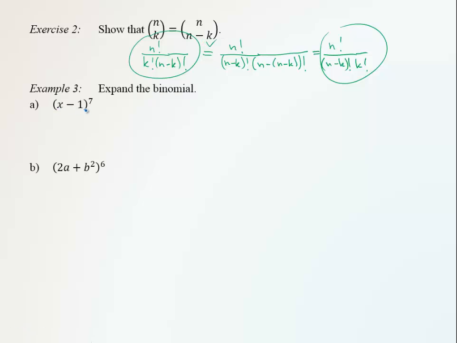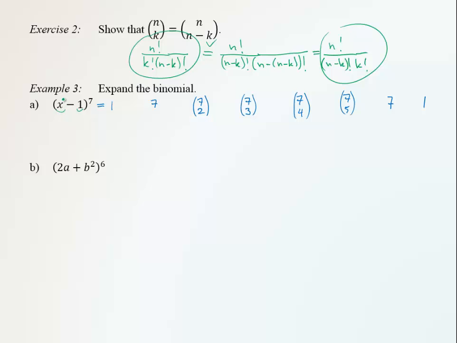Let's expand this binomial. This is the 7th power, so let's figure out the coefficients first. That will be 7 choose 0, which is 1, then 7 choose 1, which is 7, then 7 choose 2, which we'll calculate in the next row, then 7 choose 3, 7 choose 4, 7 choose 5, and 7 choose 6 is the same as 7 choose 1, applying this formula. So 7 choose 6 is 7, and 7 choose 7 is the same as 7 choose 0, which is 1.